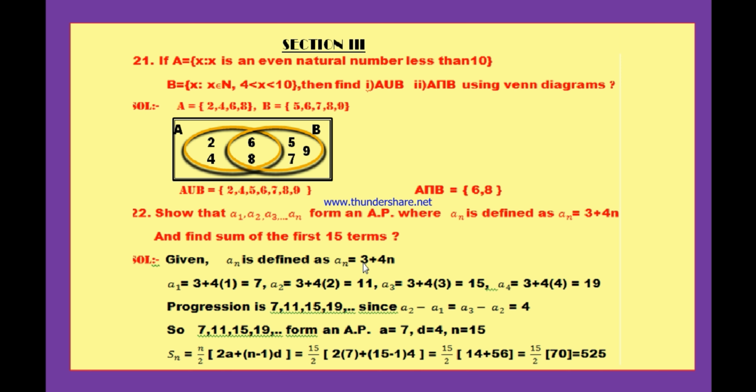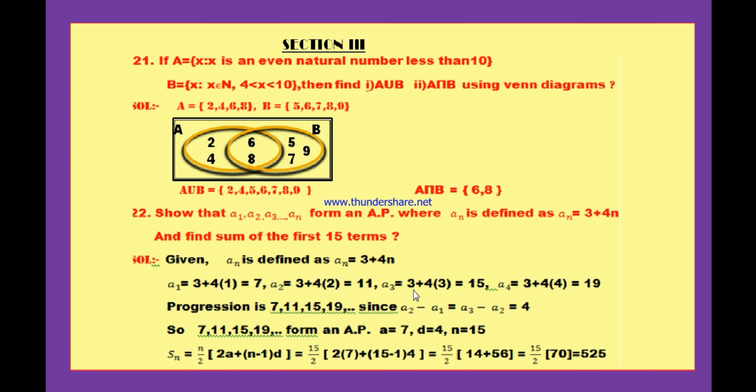Means A1 is equal to 3 plus 4 into 1. 4 into 1 is 4, 4 plus 3 is 7. Therefore, the first term of this progression is 7. Next, the second term A2 is equal to 3 plus 4 into n, means 3 plus 4 into 2. 2 fours are 8, 8 plus 3 is 11. Therefore, the second term in this progression is 11.